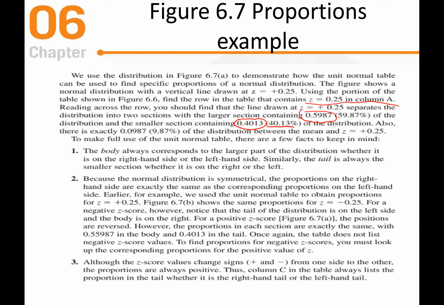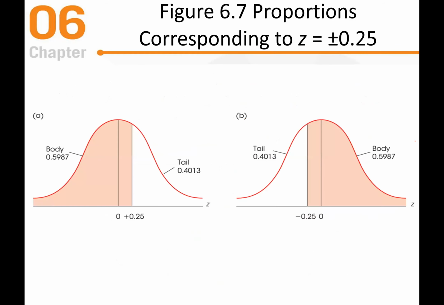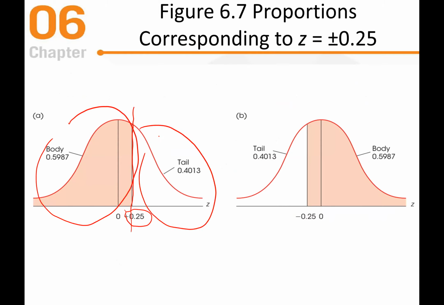All right. Also, there's exactly 0.0987 or 9.87% of the distribution between the mean and the z-score of 0.25. All right, so let's look at that. Here is our z-score of 0.25. It is dividing this distribution into two parts. This part is the body. This part is the tail.